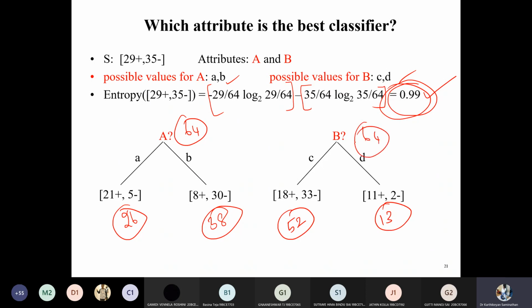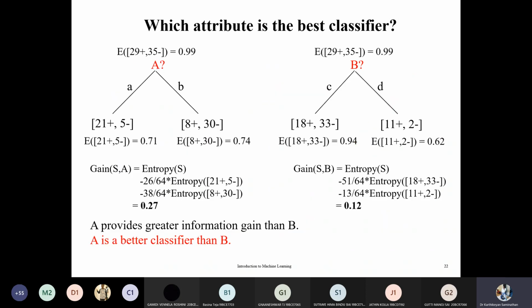Now you go for the entropy calculation. When you calculate with the same method, the root node is 0.9. Here for the root node, the same 0.9. Here with 21 positive cases and 5 negative cases, when you calculate the entropy, it is 0.71. For 8 plus and 30 minus, the entropy is 0.74.